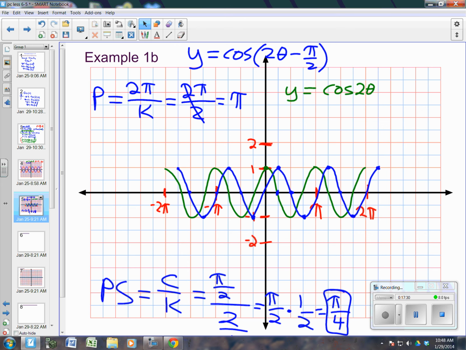JD's asking a good question. He's saying, is this now a sine function since it goes through 0, 0? And the answer to that is no. It's a cosine function. We just graphed a cosine function. But can you make a cosine function and a sine function look exactly the same by doing shifts?